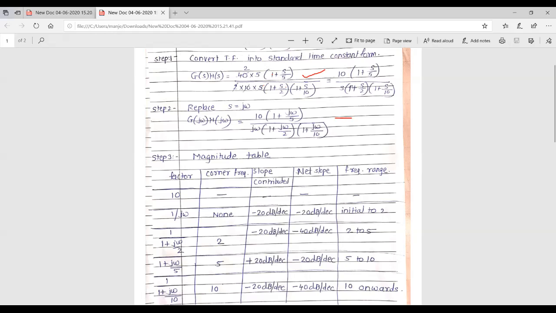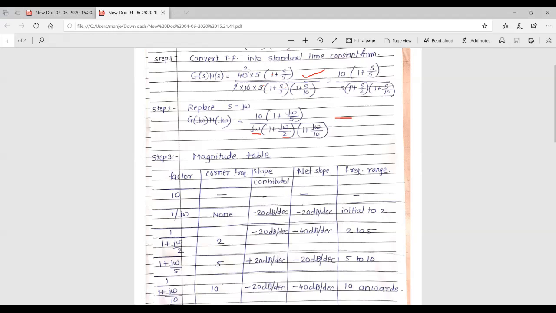Okay. So this 1 upon j omega is the pole at origin. Pole at origin. So this will be the next factor. The next factor would be 1 upon 1 plus j omega by 2, because now the corner frequency is 2. So this is the smallest corner frequency that we have. Okay. So this factor will be written first.